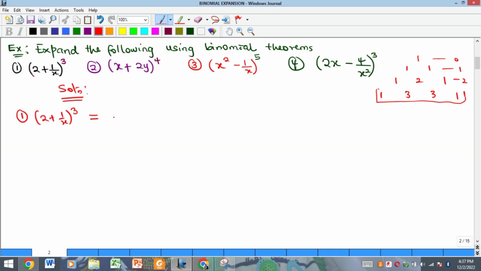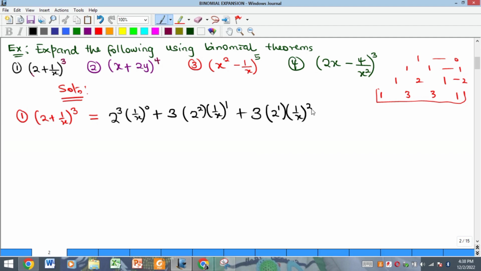Okay, so let me just expand the terms and then attach the coefficients. Of course, the first and the last are 1, 1, so no need to put anything. I'll begin with the first one here. I'll start with 2 to the power of 3, which is the highest power, then multiply by 1 over x to the power of 0, plus the coefficient for the second term is 3, so I'll put 3 here. Then multiply by 2, the power will reduce to 2. Then multiply by 1 over x, the power will increase by 1. Then plus the next coefficient is also 3. I'll multiply by 2, the power will reduce again to 1. I'll multiply by 1 over x, here the power will increase to 2. And finally, the last coefficient is 1, no need to put it.